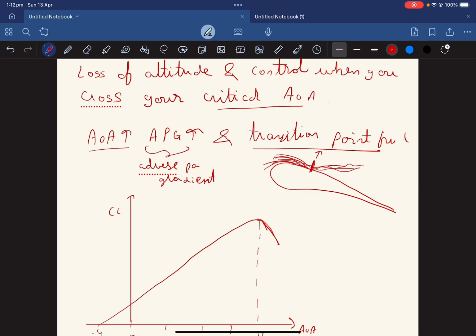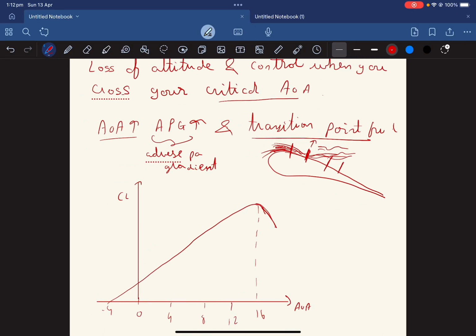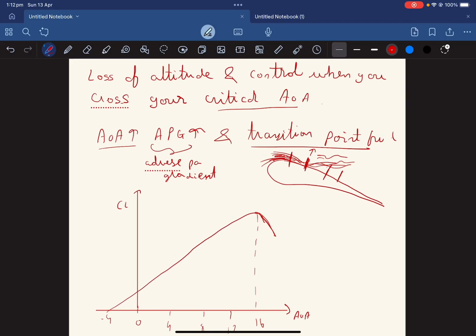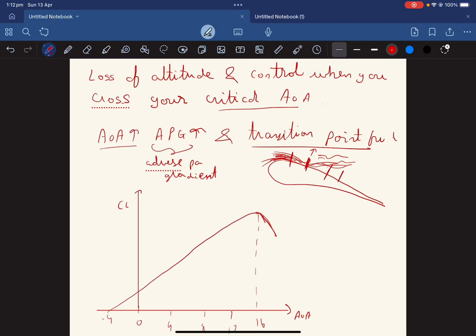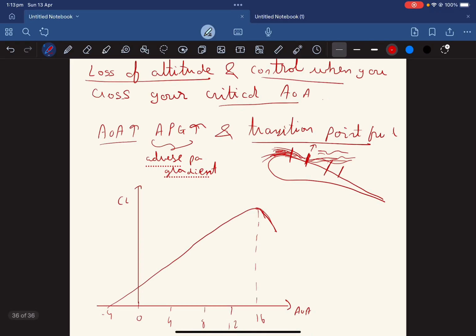So if I keep increasing my angle of attack, first, let's say if it was here, it's going to be here, then here, then here. This part is actually producing lift, right? This part is not producing lift. So if the lift-producing part decreases, my lift decreases, and I need some amount of lift to maintain level flight, right? So if I don't have enough lift, I'm going to lose my altitude and also lose my controls. This is what we call stall.